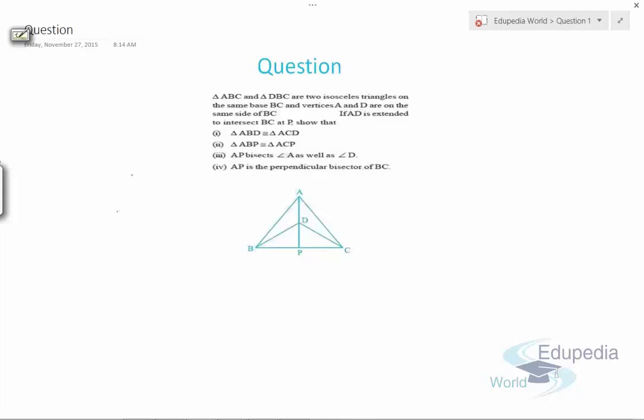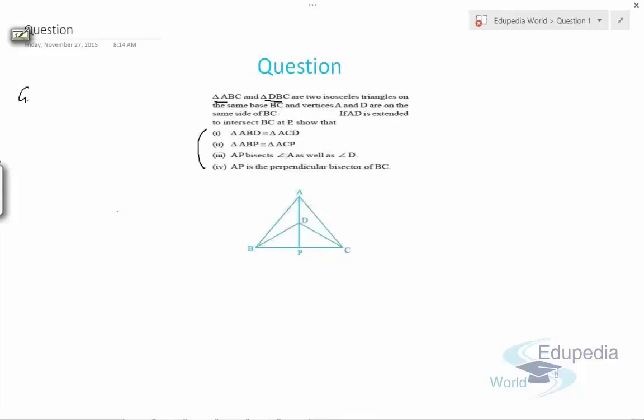Now it's given that triangle ABC and triangle DBC are two isosceles triangles on the same base BC, and the vertices A and D are on the same side of BC. If AD is extended to intersect BC at P, we need to prove these four parts. So let's discuss how we can do this.